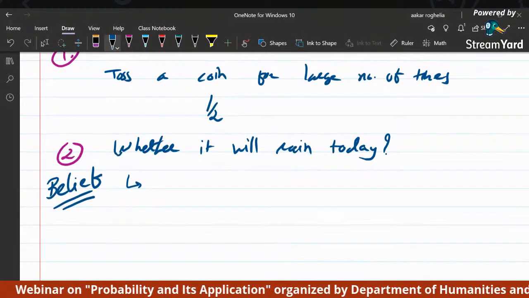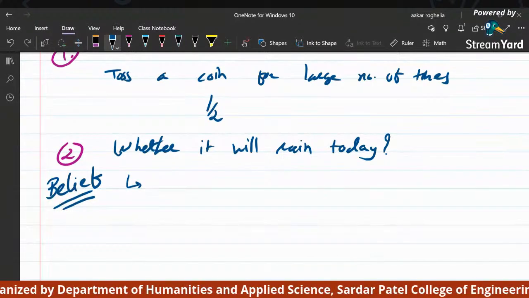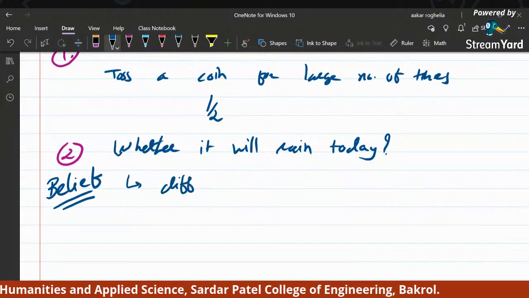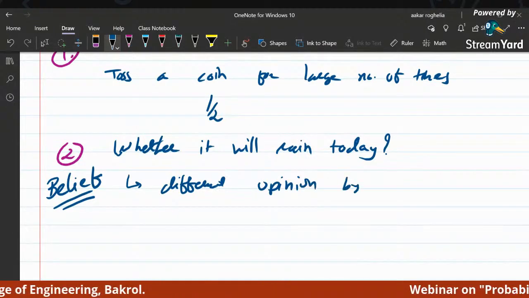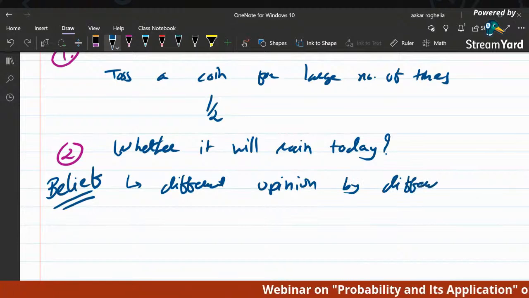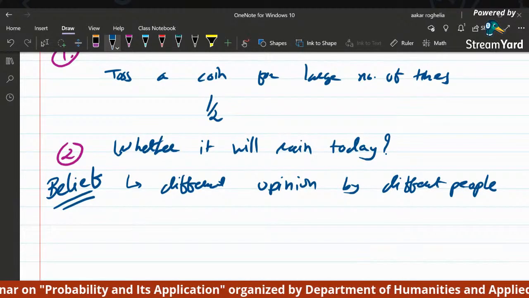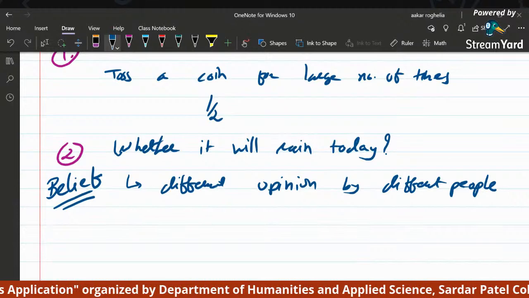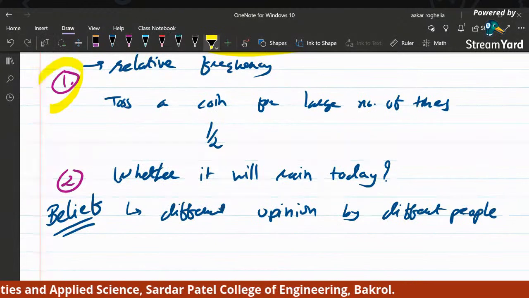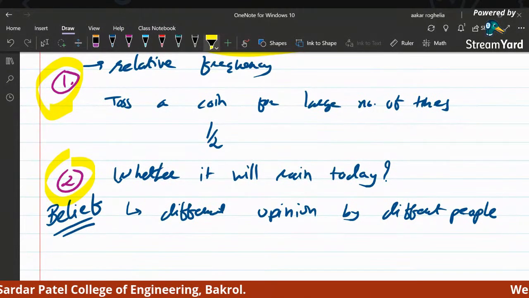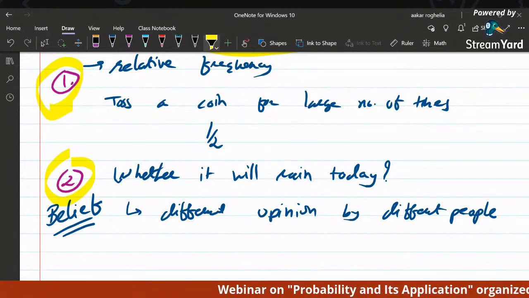Last time this much humidity was there, this many clouds were there, then there was rain. But some people don't believe that. So here you can have different opinions by different people. So out of these two interpretations, sometimes when you find the answer by number one, and when you find it by number two, that is by the belief way, sometimes your answers match, but sometimes the answers do not match.